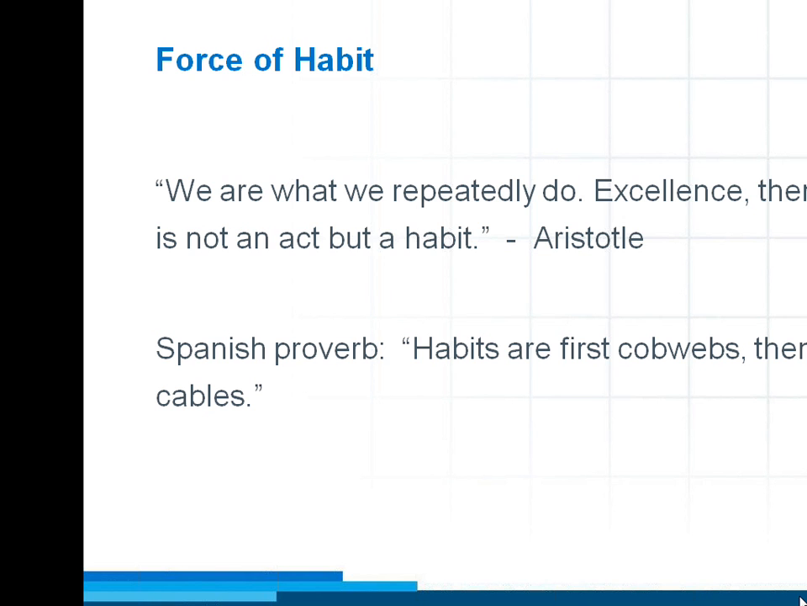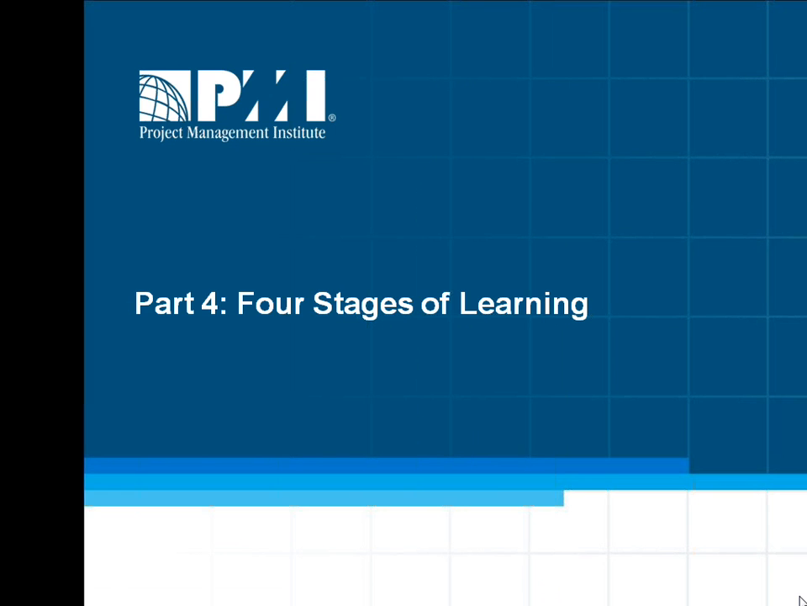So, when we say that the project success rate is not very high, we have to think if we have formed certain habits which are not so good. We have to think and develop certain practices and convert them into habits so that we will be able to increase the success rate of projects. So with that, let us quickly see 4 stages of learning.